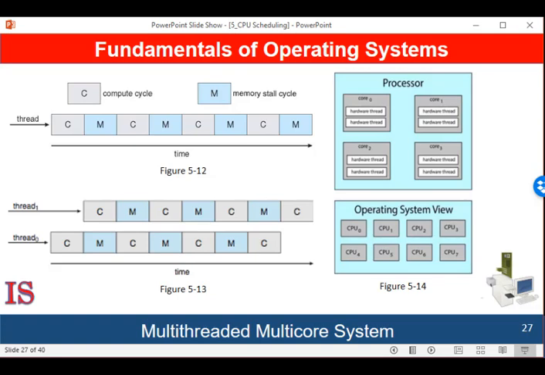From an operating system perspective, each hardware thread maintains its architectural state, such as instruction pointer and register set, and appears as a logical CPU that is available to run a software thread. This technique, known as chip multithreading, is illustrated in the image on the right, figure 5.14. Here the processor contains 4 computing cores, with each core containing 2 hardware threads. From the perspective of the operating system, there are 8 logical CPUs, as you see in the bottom image.